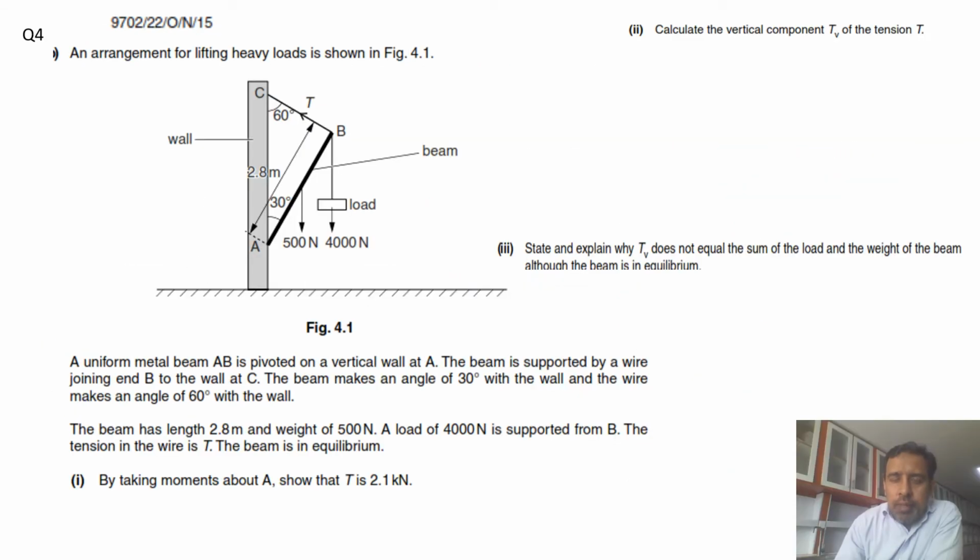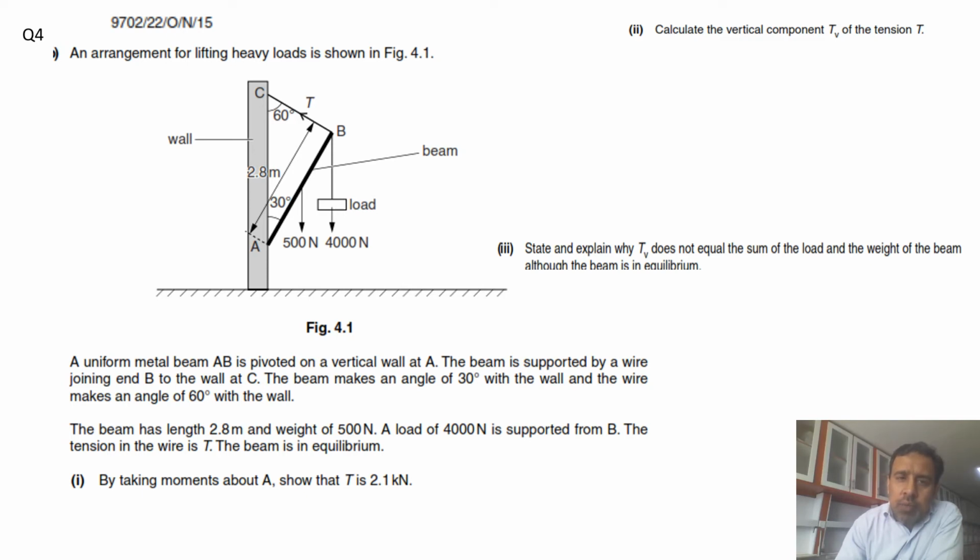Hello everyone. This is question number 4 from October November 15, paper 2-2. And this is one of the interesting questions. Look at the arrangement. We have a wall here, a beam is attached. One end of the beam is fixed at point A, as shown. And with this beam, two loads are hanging downward. One is 4,000 Newton and the weight of the beam is 500 acting downward.